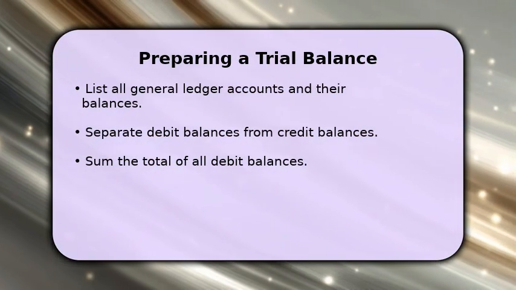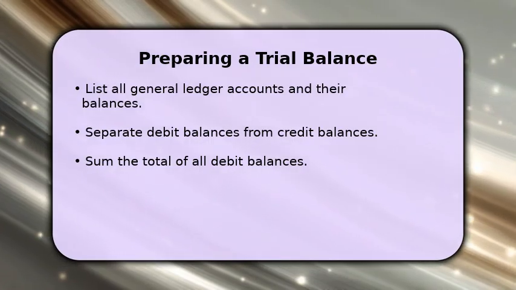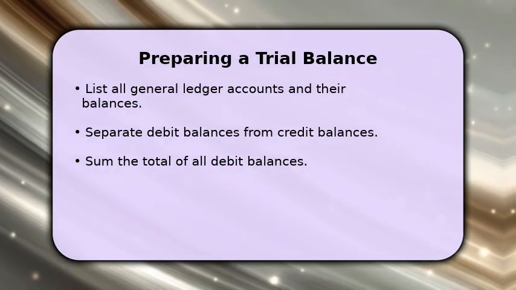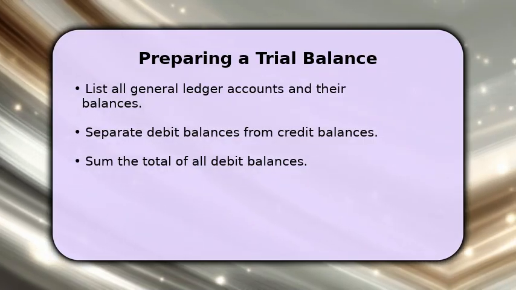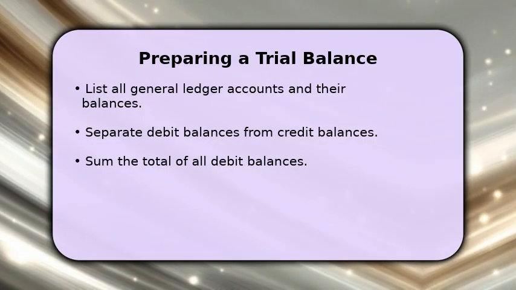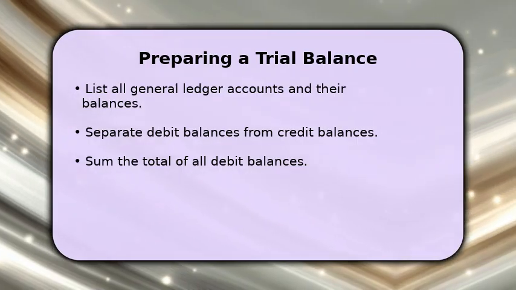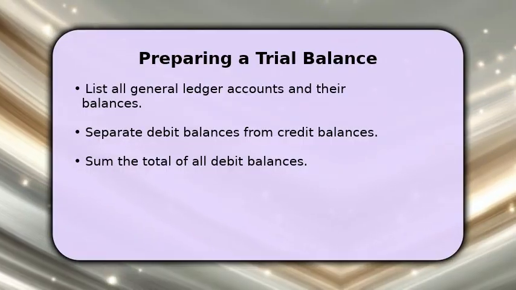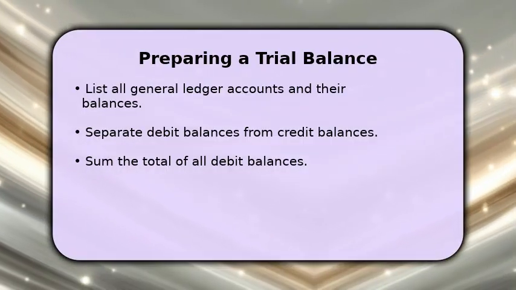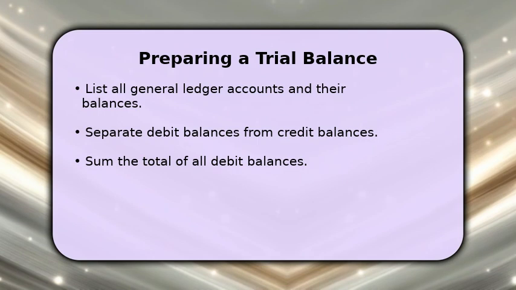Finally, you'll prepare a trial balance. This involves listing every general ledger account along with its calculated ending balance. You'll separate debit balances from credit balances. Then, sum up all the debit balances and all the credit balances. These two totals must be equal, confirming the mathematical accuracy of your ledger before moving to financial statements.